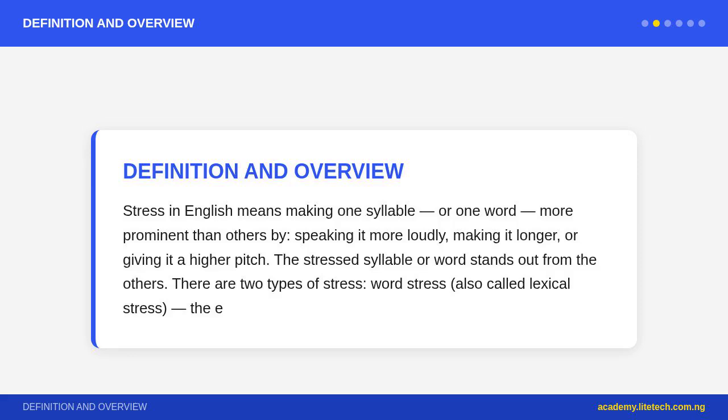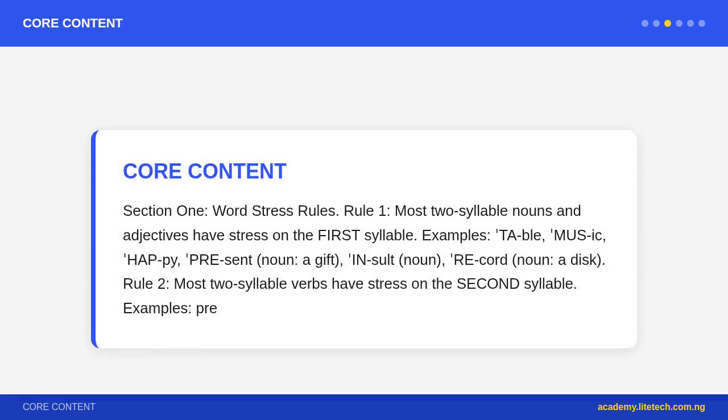Suspect, noun, versus suspect, verb. Object, noun, versus object, verb. Convert, noun, versus convert, verb. This is one of the most tested areas in WAEC oral English. Memorize these pairs.